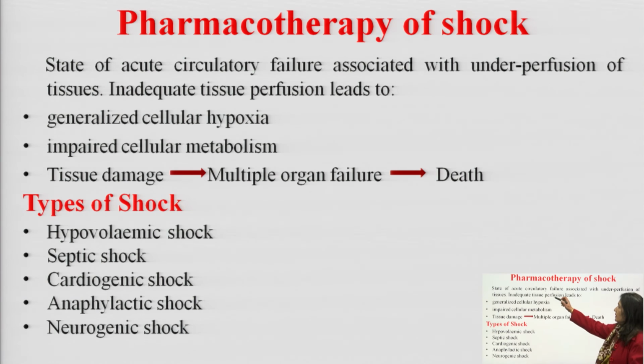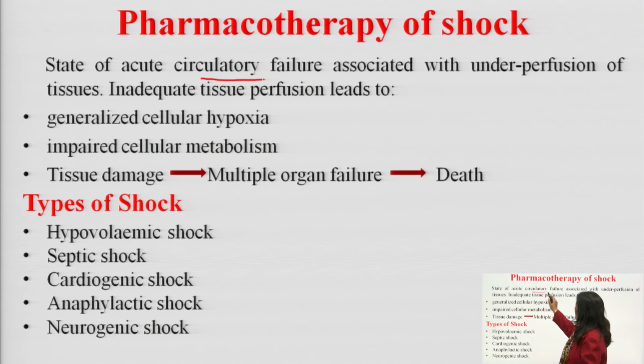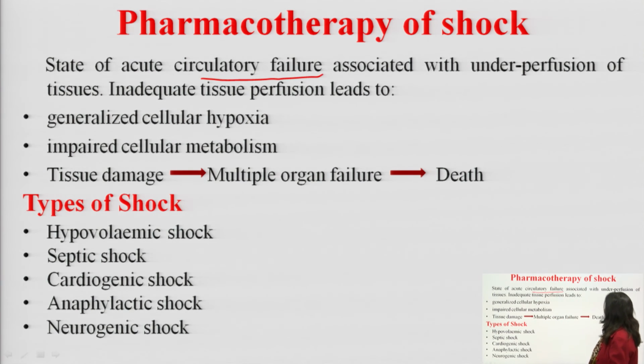So, shock is a state of acute circulatory failure associated with underperfusion of the tissue, and inadequate tissue perfusion leads to generalized cellular hypoxia, impaired cellular metabolism, tissue damage that will further lead to multiple organ failure and death.